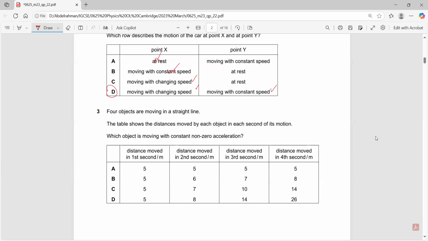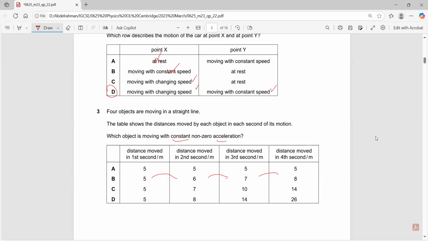5, 6, 7, 8. So what's happening to the speed? It keeps on increasing. This is a constant non-zero acceleration. How did I know that it's a constant acceleration? Because the velocity kept on increasing with the same rate each second. Kept on increasing by one, by one, by one. This is constant acceleration.